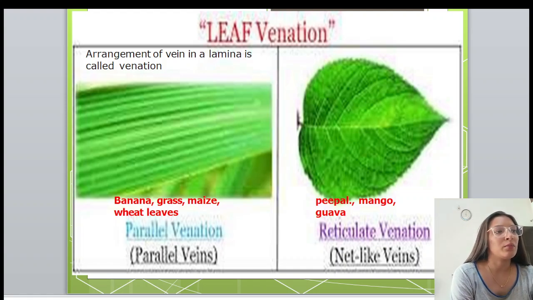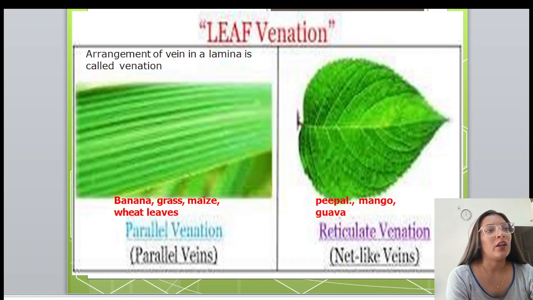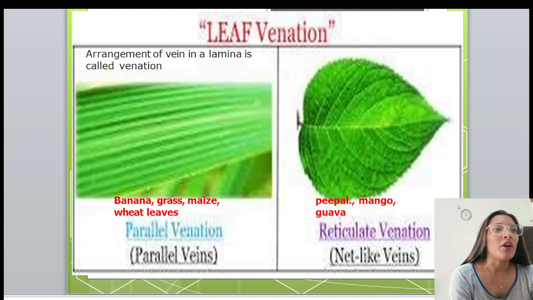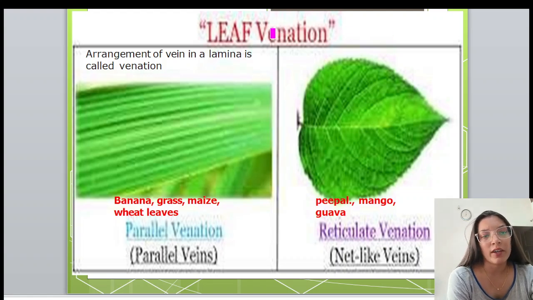So we were discussing different types of phyllotaxy. Now, in this lecture, we will cover leaf venation and some of the functions of the leaf. Okay. So, what do you understand by the term venation?